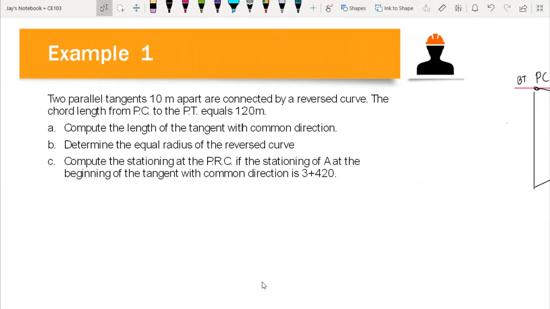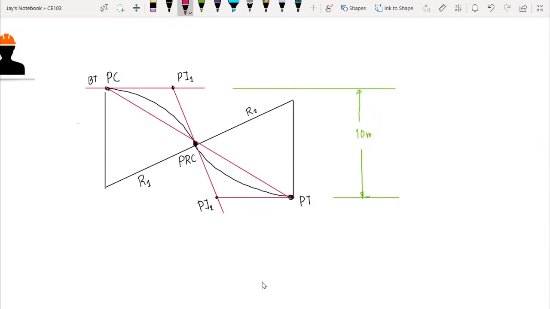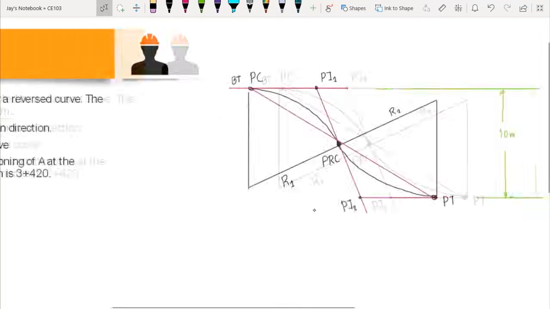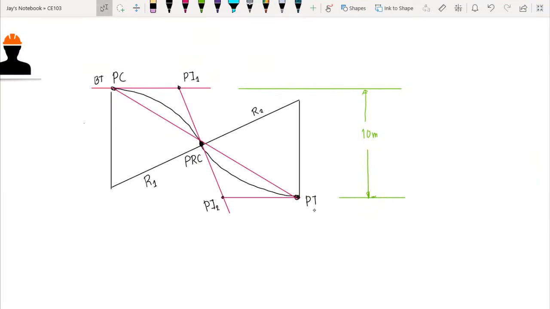We also have another given here: the chord length from PC to PT is equal to 120 meters. So we have a chord length connecting PC and PT, which is equal to 120 meters.